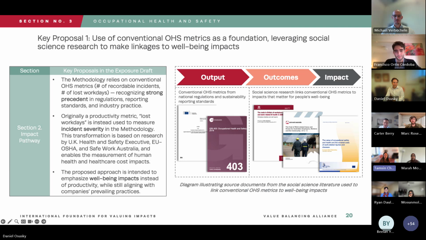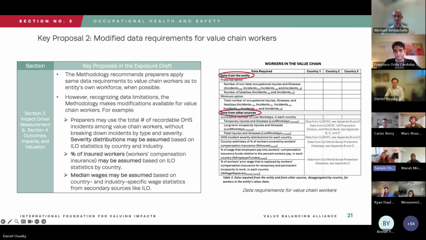Next slide, please. The next key proposal is on modified data requirements for value chain workers. In an ideal scenario where the data are available, the same data requirements should be used for value chain workers as for an entity's own workforce. Of course, data limitations do exist, and so the exposure draft proposes a number of modifications that are available for value chain workers. In this table on the right, you can see just a few rows of data required from the entity when it comes to value chain workers, and many variables can actually be filled in using secondary sources for value chain workers. You can see on the right a number of data sources from the ILO.